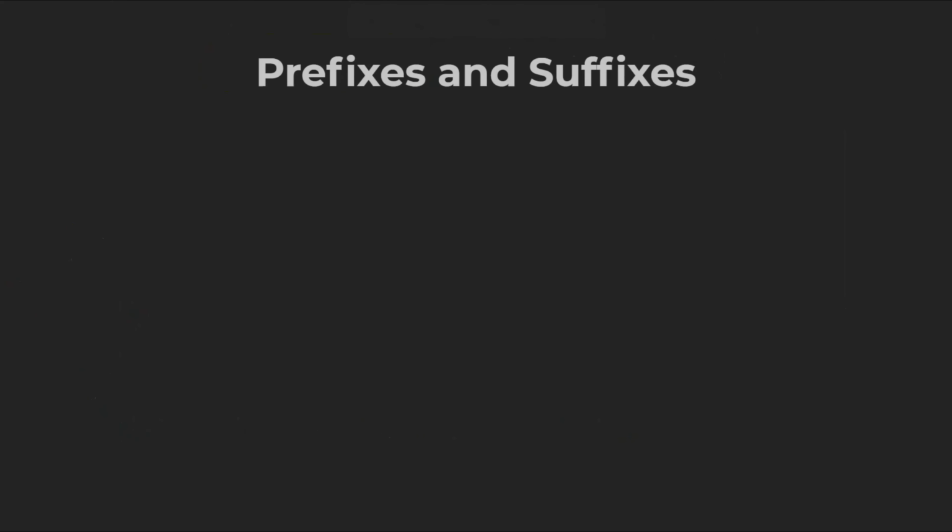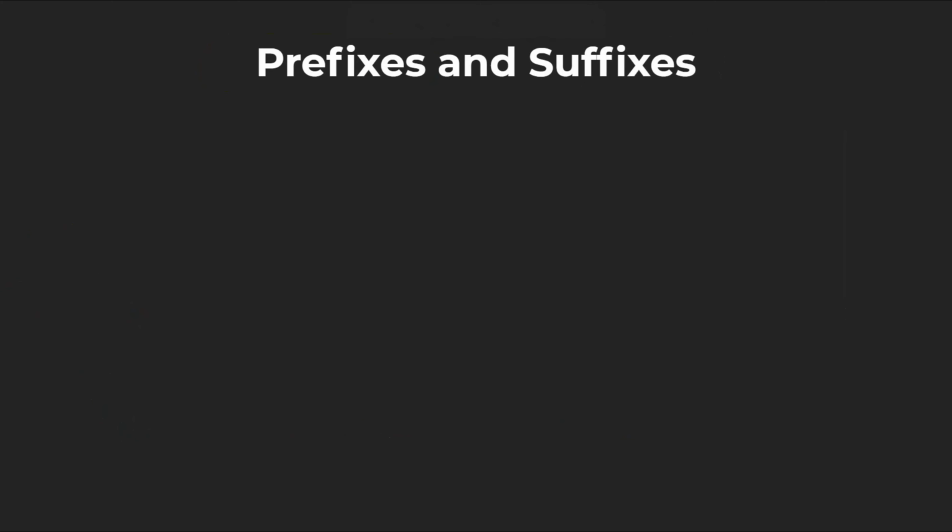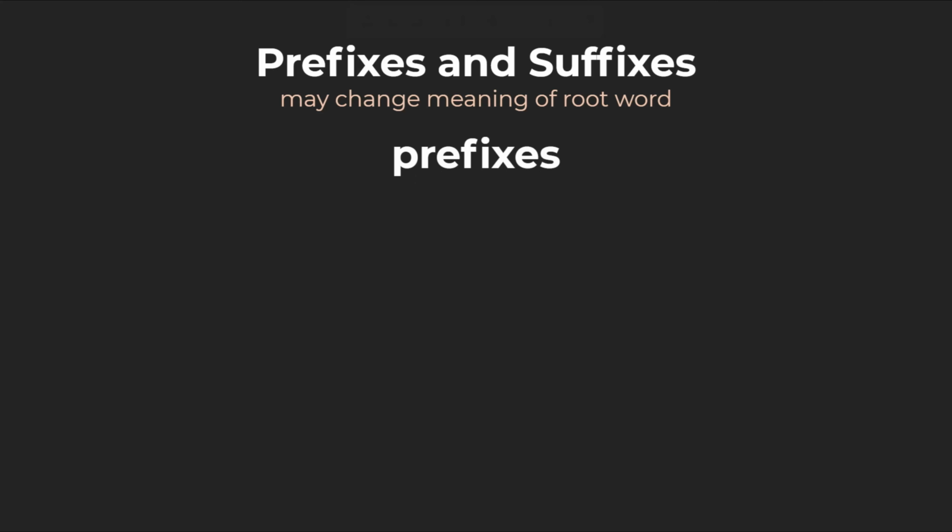Next, we have prefixes and suffixes. Prefixes and suffixes may completely change the meaning of a root word. Sometimes you recognize the root word and assume the word means what you think it means, but the prefix or suffix can change everything. There are many examples of prefixes that, when added to a root word, will change its meaning to the opposite. Here are some common examples you may see.